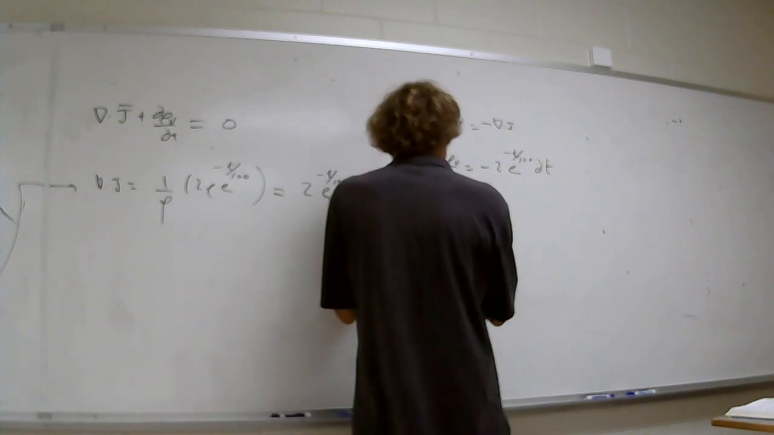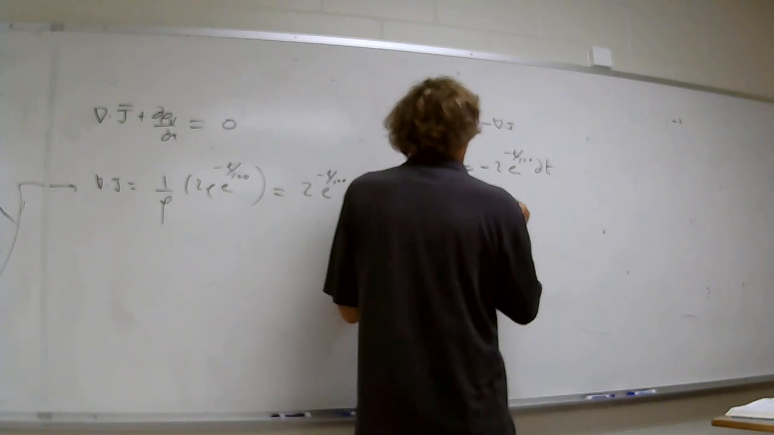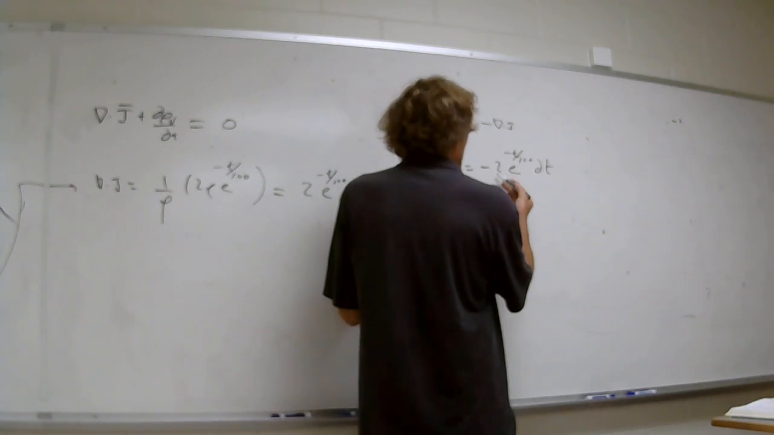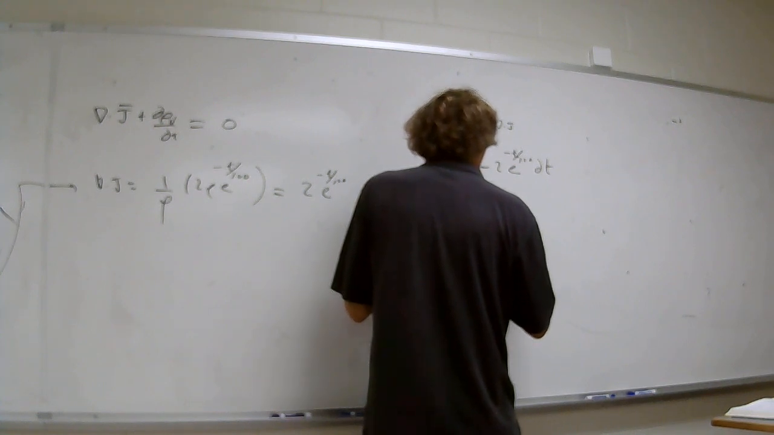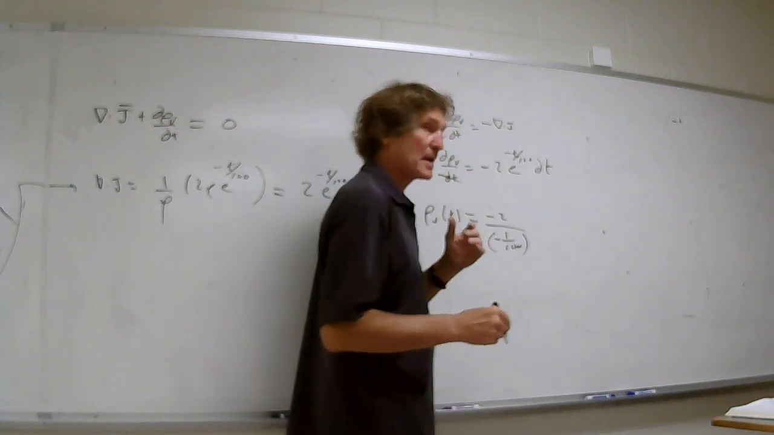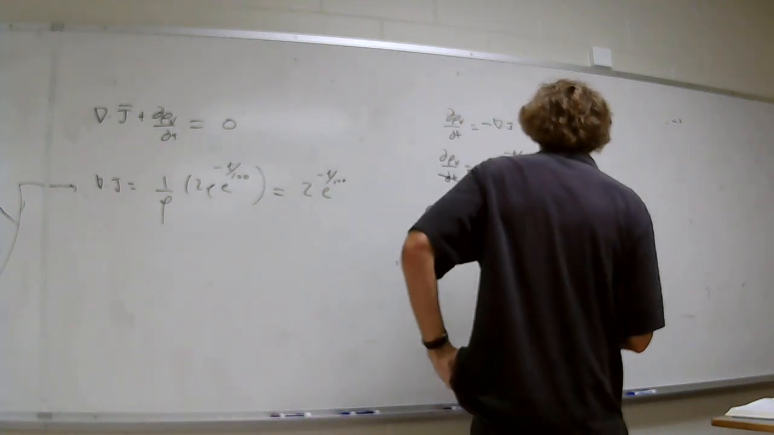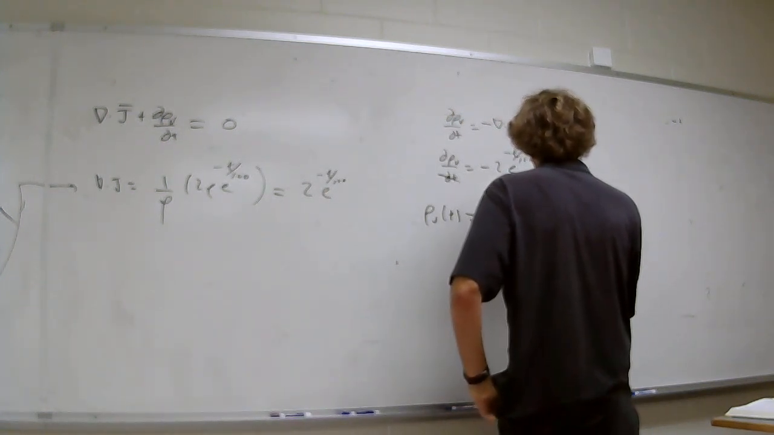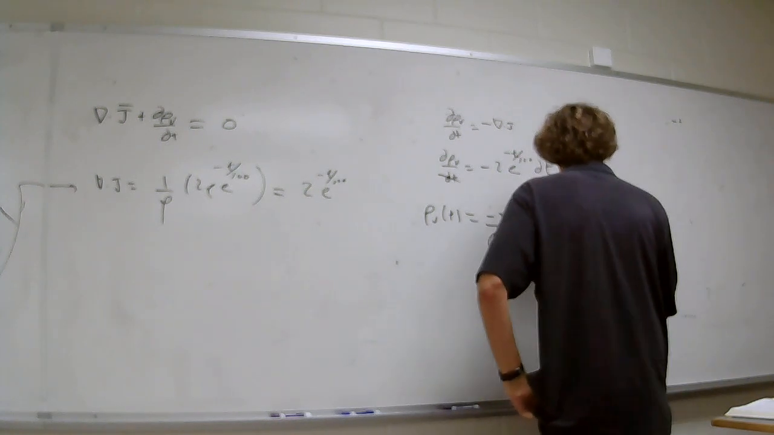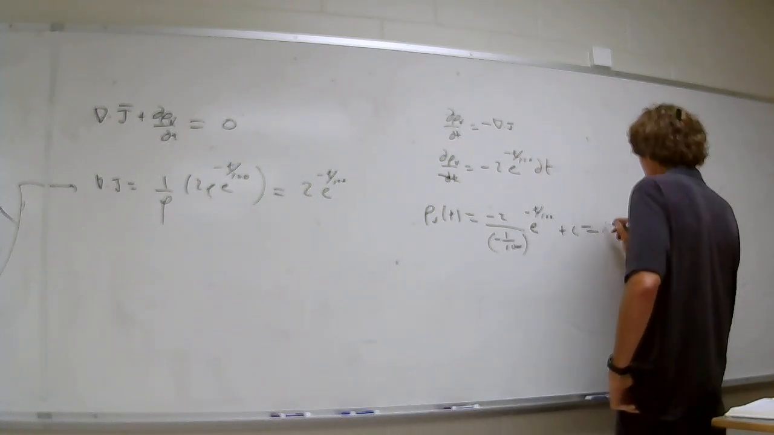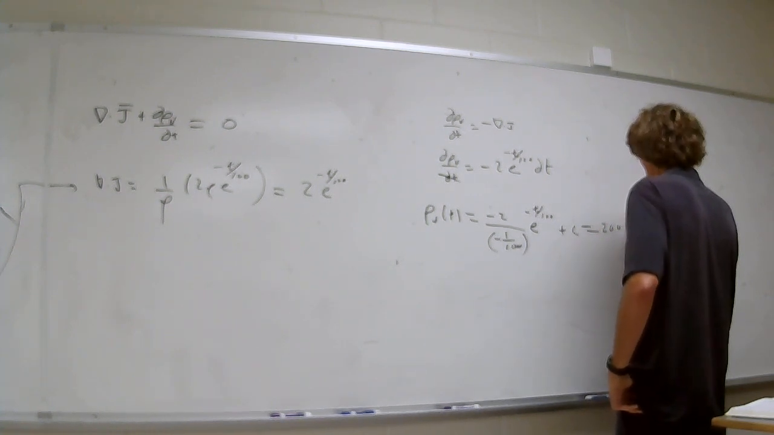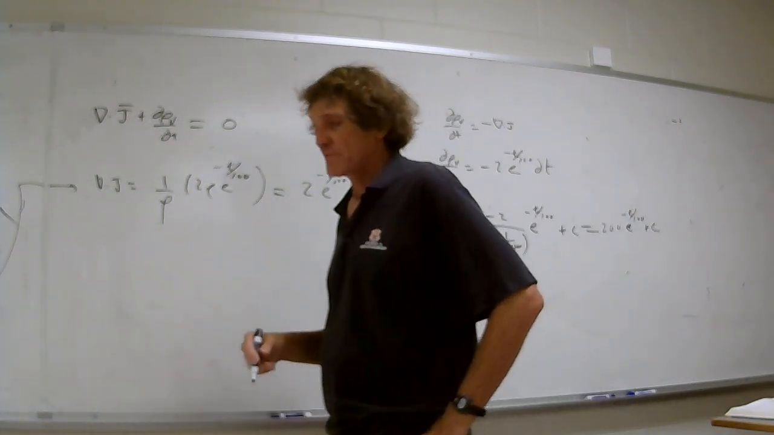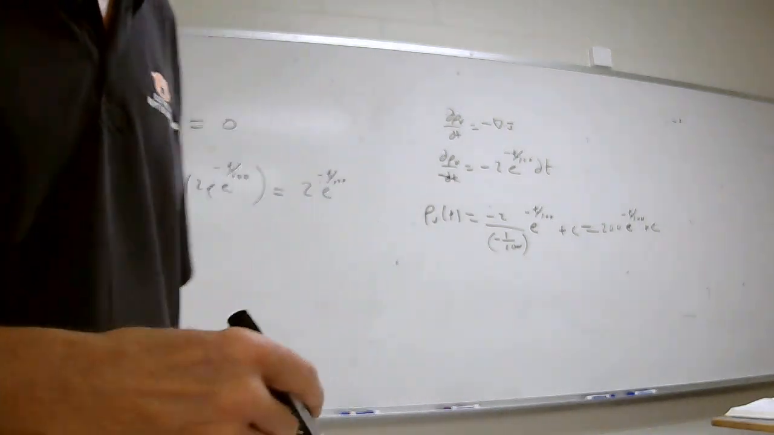So when you integrate this, you get rho v of t is equal to, what happens? Well, I got a minus there, but when I do the integration, I get another minus. So I get minus 2 over minus 1 over 100. Y'all agree with that? Yes. Times e to the minus t over 100 plus c, or it's equal to 200 e to the minus t over 100 plus c. And now, how do we figure out the constant? We can use our initial condition.